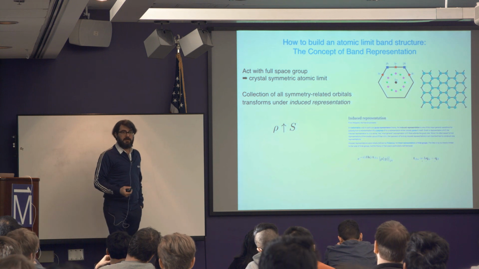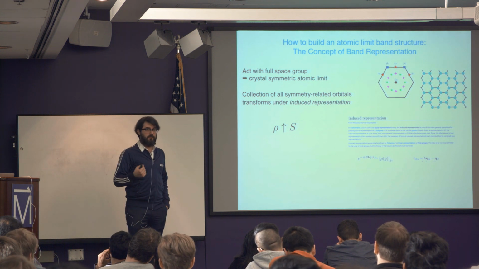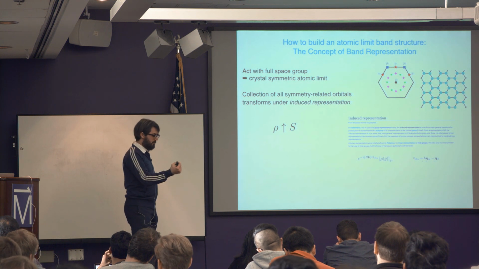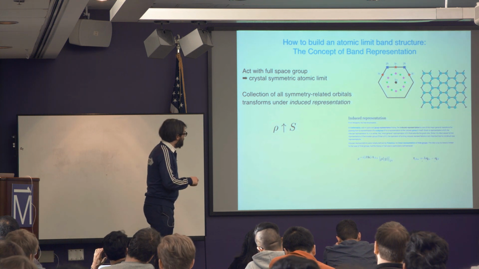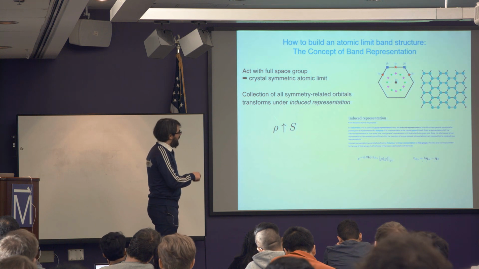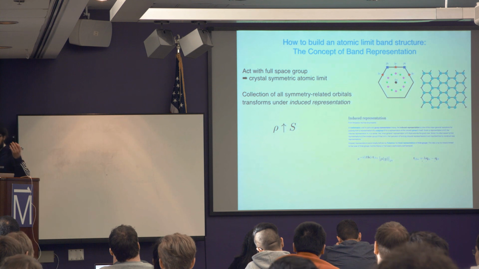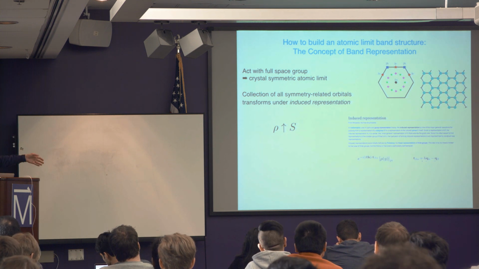Okay, so Zak basically then said the following: if I want to find the atomic limits, he didn't call them atomic limits, but this is what they really are, because I'm starting from orbitals. All I need to do is take a representation of a site symmetry group and induce it into the full space group. Because the site symmetry group is a subgroup of the space group, right? I gave you the coset decomposition.